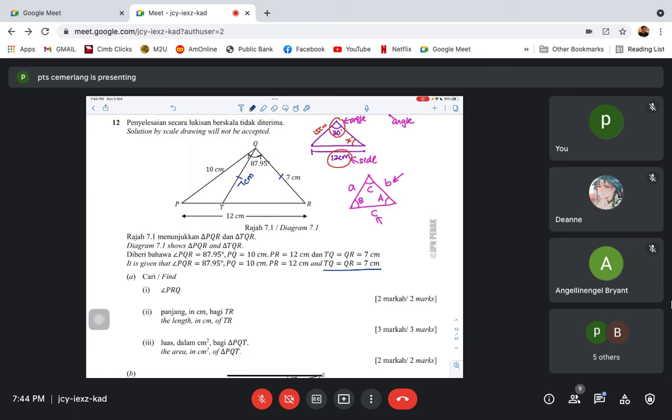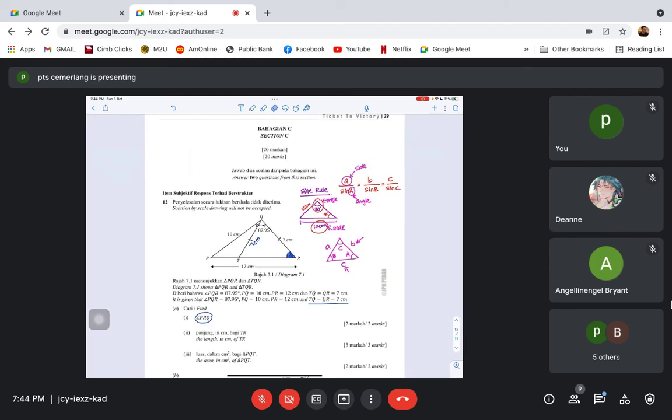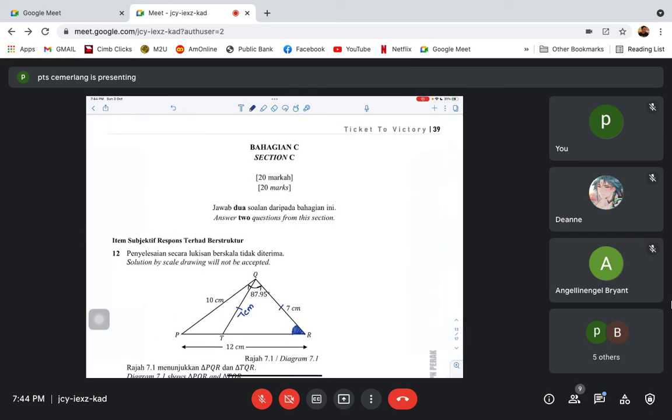Alright? Okay, first of all, soalan minta kamu cari PRQ. Okay, so you want to find PRQ. Where is your PRQ? So this is the angle that you want to find. Okay, yang kamu nak cari, angle yang kamu nak cari. Alright. Sine rule. Let me just do one more time. Okay, if I am given, let's say I give you in terms of A, B, and C lah.